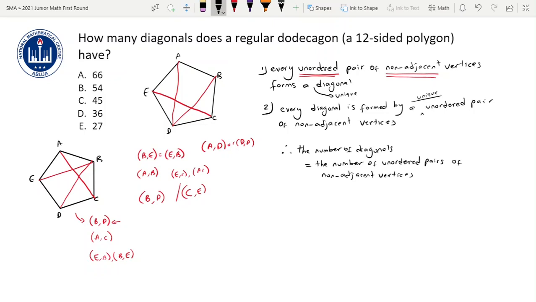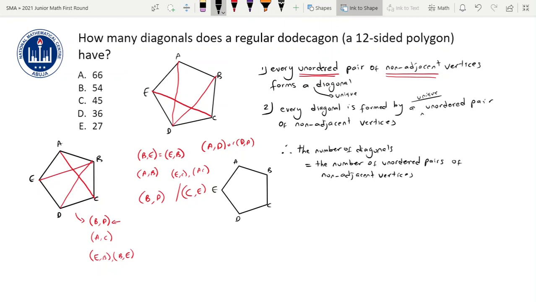So it's based on these two observations now that we can come to the conclusion that the number of diagonals is equal to the number of unordered pairs of non-adjacent vertices. So since we're asked to find the number of diagonals, we can instead find the number of unordered pairs of non-adjacent vertices. So before we go ahead to solve the full question, which is for a 12-sided polygon, we'll just do this with a smaller shape like a pentagon, as we've always used. So let me draw another pentagon here. So here's a pentagon, and we'll label the vertices A, B, C, D, and E.